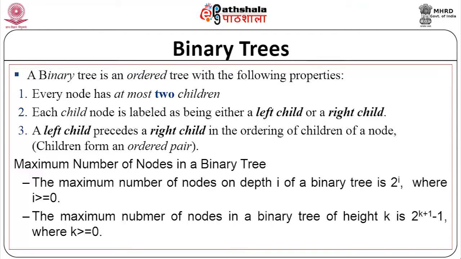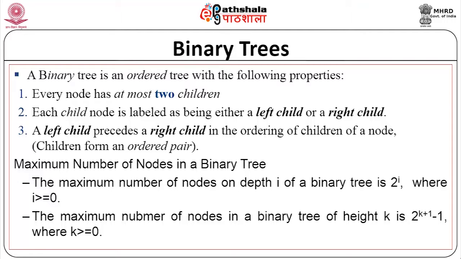Every node has at most 2 children. So, it can have 0 children, 1 child, but the maximum number of children it can have is 2. Each child node is labeled as either a left child or a right child. There are only 2 possible children a parent can have: a left child, a right child, only a left child, only a right child, or no child. A left child precedes the right child in the ordering of children of a node. This is what is different in a binary tree.